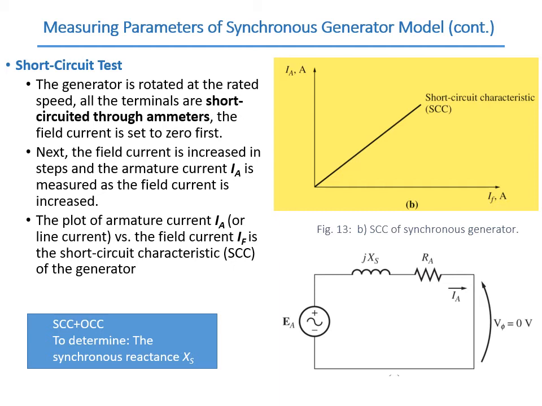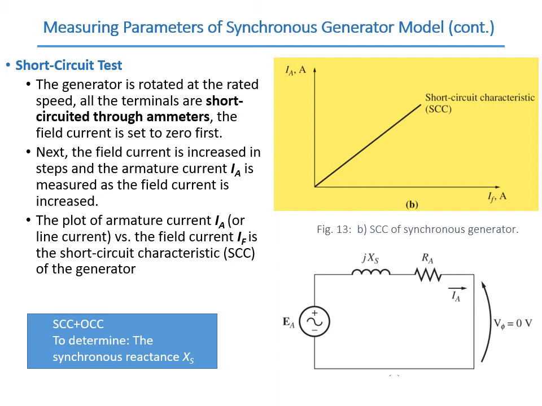Okay, now it comes to the second test, which is the short circuit test. This test is conducted to allow us to determine the synchronous reactance XS. However, to derive this value of XS, we actually need the data from both the open circuit test and the short circuit test, as we will see later.